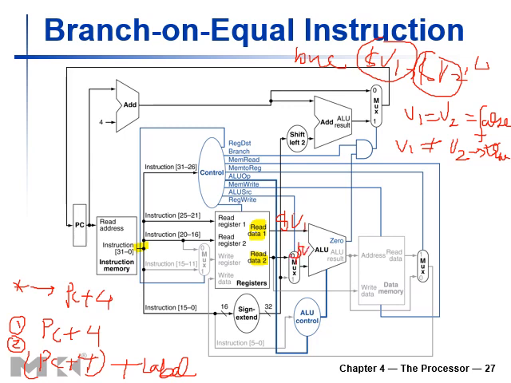At the same time, we are sign extending the label part, and in case the condition is true, multiplying it by 4 and then adding it to PC plus 4. This part we are doing at the same time, so we should have both values ready, in case of true or in case of false. Each condition should be met. So here the ALU will subtract V2 from V1, and then set the zero flag.